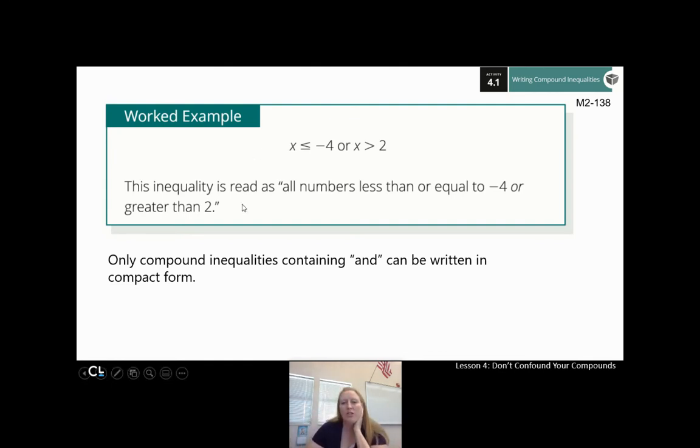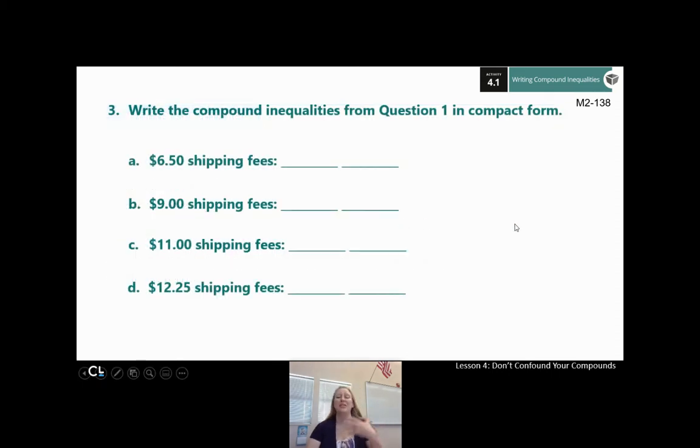So here's what I would like you to do. You noticed on that last question, on question number 1 on parts A, B, C, and D, we said they were all compound inequalities, but did you notice they all used the word and? Which means you can write all of them in compact form. So I'm going to take you to number 3. Go back to the inequalities you wrote for question 1, and for A, B, C, and D, I would like you to write all of them in compact form. You can look at the example further up the page, that's fine.